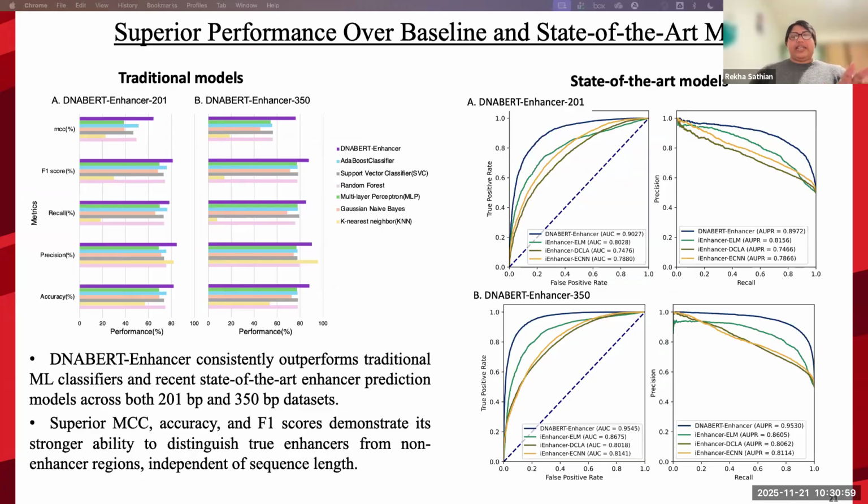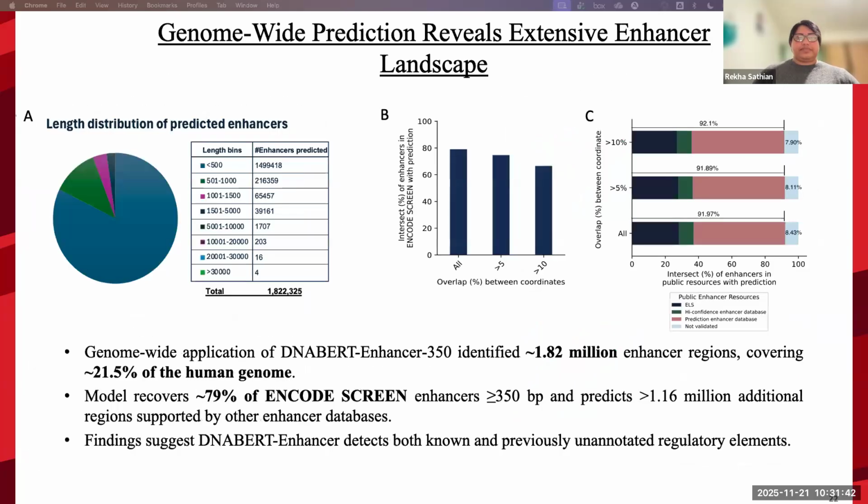We also benchmarked DNABERT-Enhancer against both classical machine learning models, the traditional ones, and the latest enhancer prediction methods. Our model clearly outperformed all traditional classifiers, which struggle particularly with identifying the true enhancer sequences. By using the DNABERT embedding, we ensured that a fair comparison is done across all approaches. When compared with the recent state-of-the-art method, DNABERT-Enhancer performed well by maintaining high accuracy, F1 score, and specifically MCC scores, regardless of the length of the data we used.